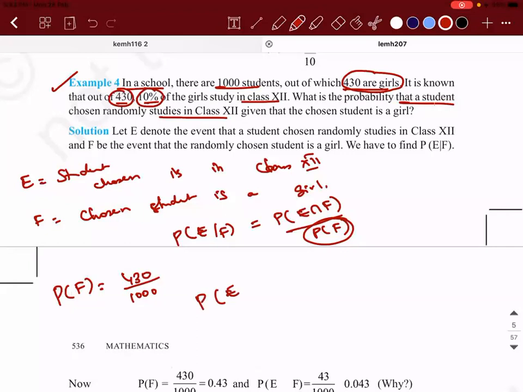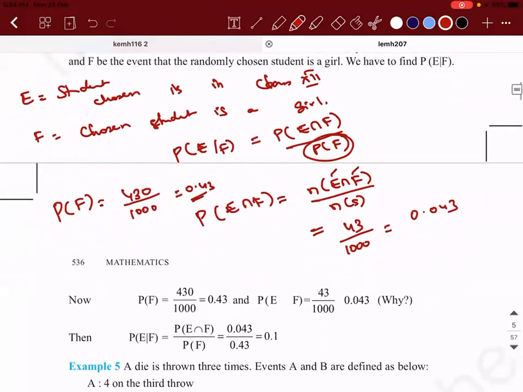So what is the probability of E intersection F? That is the number of elements in E intersection F divided by the number of elements in the sample space. So E is 12th standard student, F is a girl. So what is the intersection? 10% of 430 is 43, divided by the number of elements in the sample space, 1000. So it will be 0.043. This will be 0.43. Now you can solve it. 0.043 divided by 0.43 is 0.1. So if you multiply 0.1 with 100, there is a 10% chance for this kind of an event to occur.